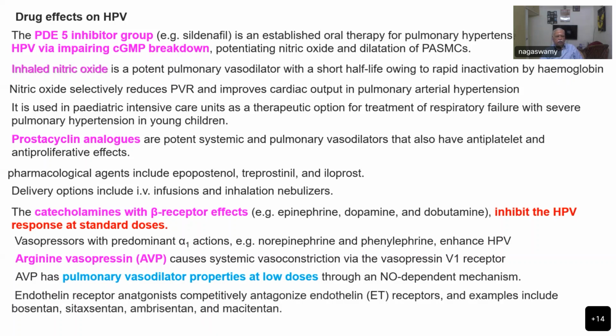Then endothelin receptor antagonists like bosentan and other drugs, which are also used for treatment of primary pulmonary hypertension, they also have the effect of inhibiting the HPV. They cause pulmonary vasodilatation.